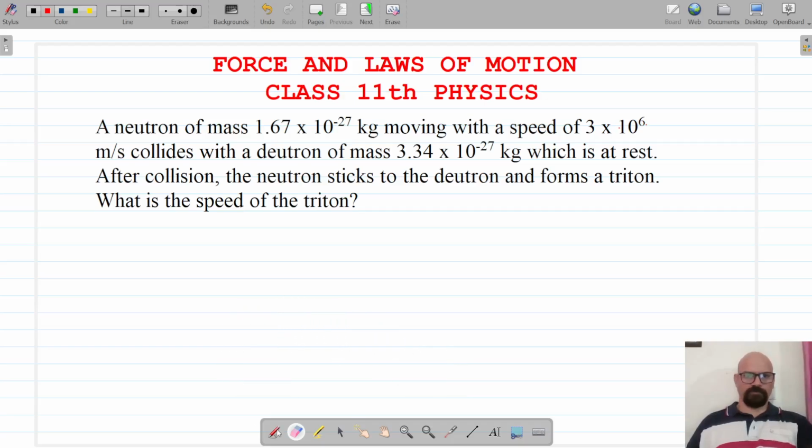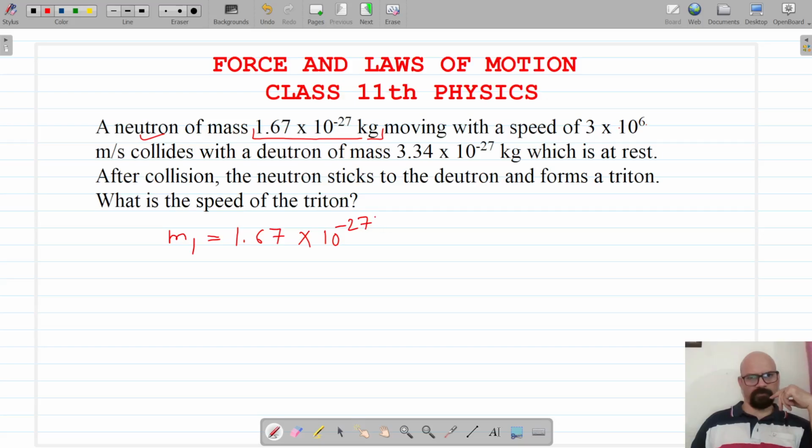For the next question, it's given that a neutron of mass 1.67 × 10^-27 kg. Let's say m1 is the mass of the neutron, that is 1.67 × 10^-27 kg. Now it's moving with a speed of 3 × 10^6 m/s. So u1 is equal to 3 × 10^6 meter per second.